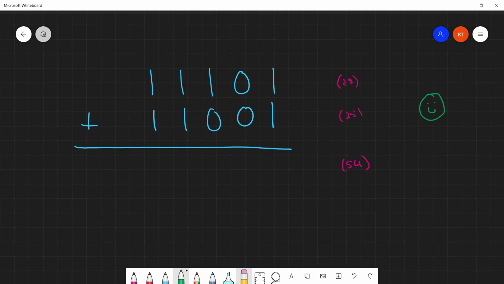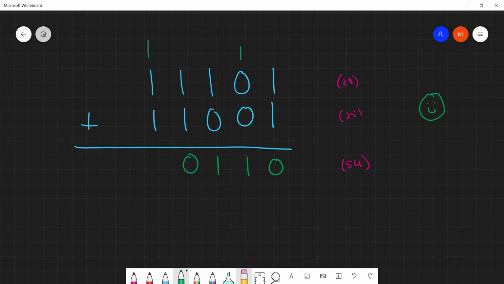So we begin by lining these up vertically and adding place by place, starting with the ones place. This is 1 plus 1, which is 1 0. Write 0 and carry the 1. In the twos place, we have 1 plus 0, which is just a 1, so write that. There's no carry here, so we just move on to the fours place. This is 1 plus 0, which is just a 1, so write that with no carry. Then in the eights place, we have 1 plus 1 again, so write 0 and carry the 1.